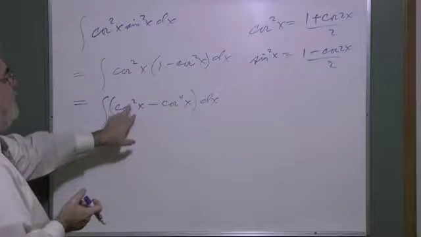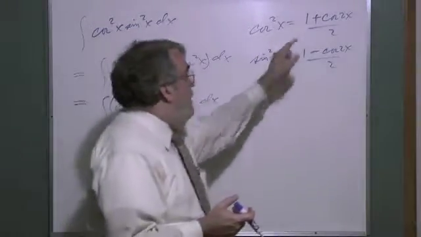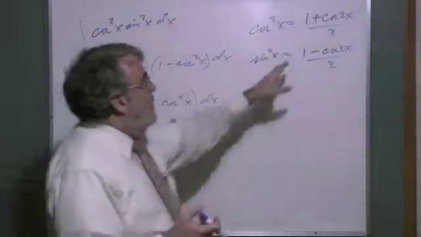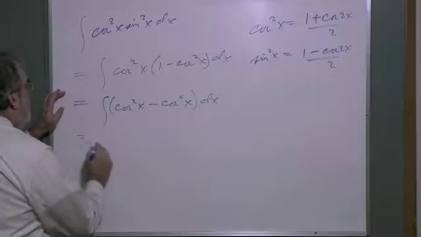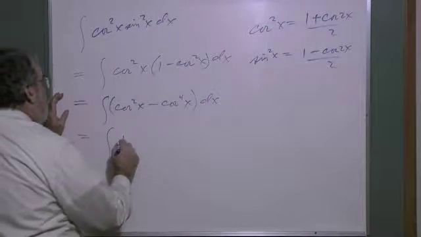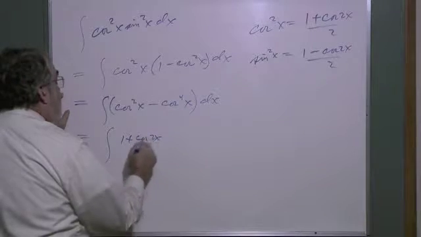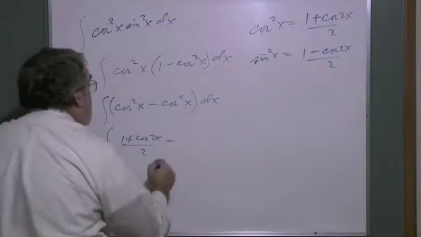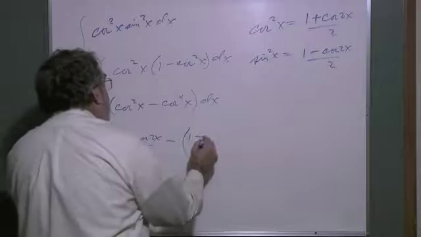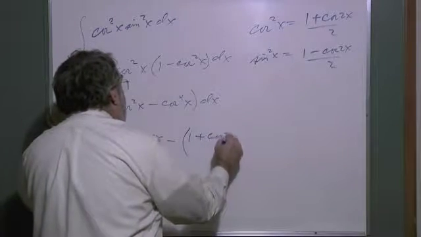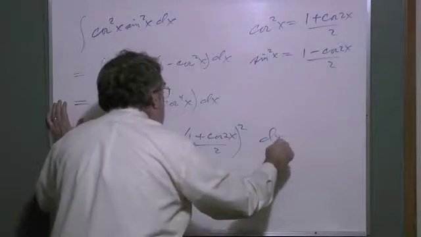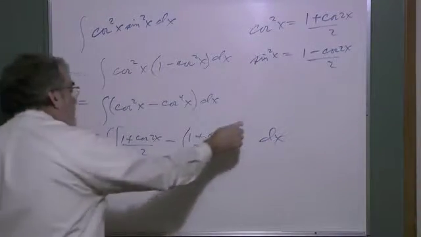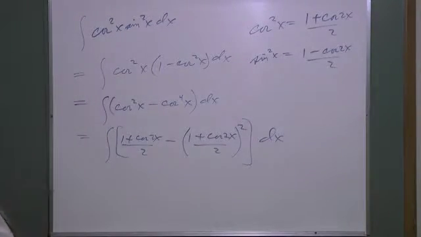Well, so I'm going to replace cosine squared with this. I'll replace cosine to the fourth with this thing squared. It's going to get a little messy. I end up with 1 plus cosine 2x over 2 minus parentheses 1 plus cosine 2x over 2 squared, and then dx. So there we go. And it's going to be a mess.